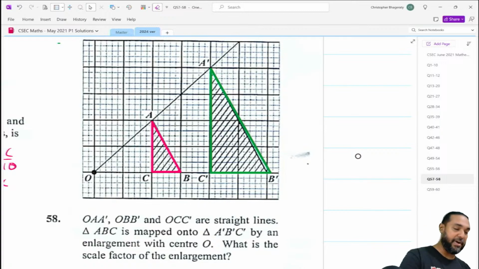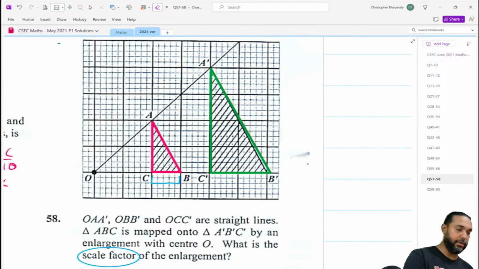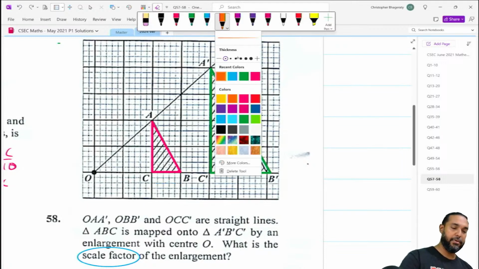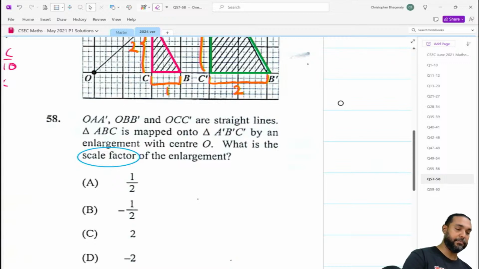They want to know what's the scale factor of the enlargement. So the scale factor is how many times bigger the corresponding sides in the bigger shape are than the smaller. If we look at the horizontal here, let's use orange. This horizontal and this horizontal correspond, right? This is 1 going across, this is 2. So that's clearly 2 times. To cross check, you could always check the vertical, which is 2 units here, and the corresponding vertical, which is 4, which is obviously 2 times 2. So the scale factor definitely is 2.